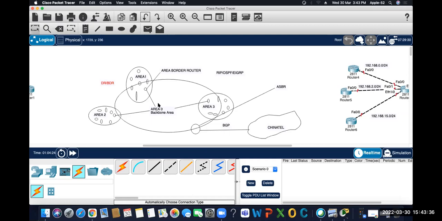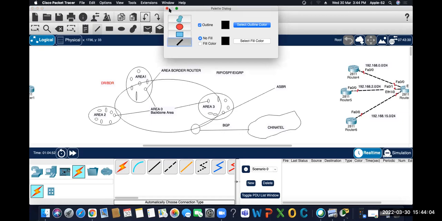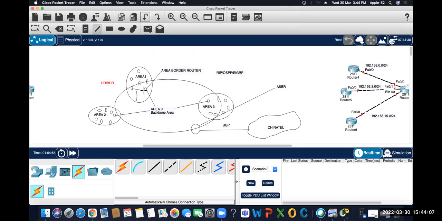I think of DR as a class representative. What does DR do? DR takes the information from every router. ABR can also act as DR.